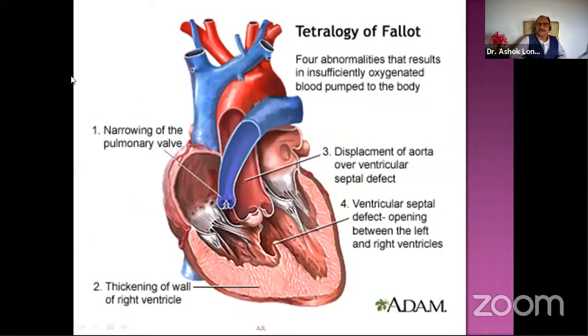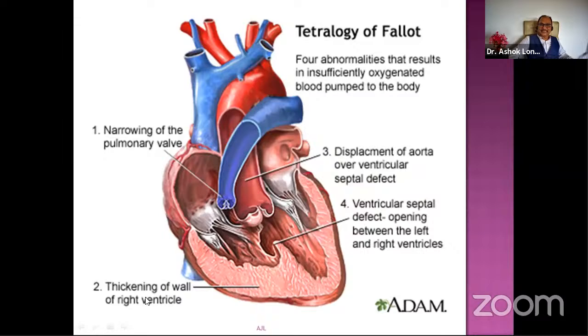Then tetralogy of Fallot. You know the tetralogy stands for the number 4. Tetra means 4. So this tetralogy of Fallot is a name. Sometimes it is also called Fallot's tetralogy. So these are four defects at a time, and that is called tetralogy. Now, there must be 4 defects, so we'll count here. One is narrowing of the pulmonary wall.